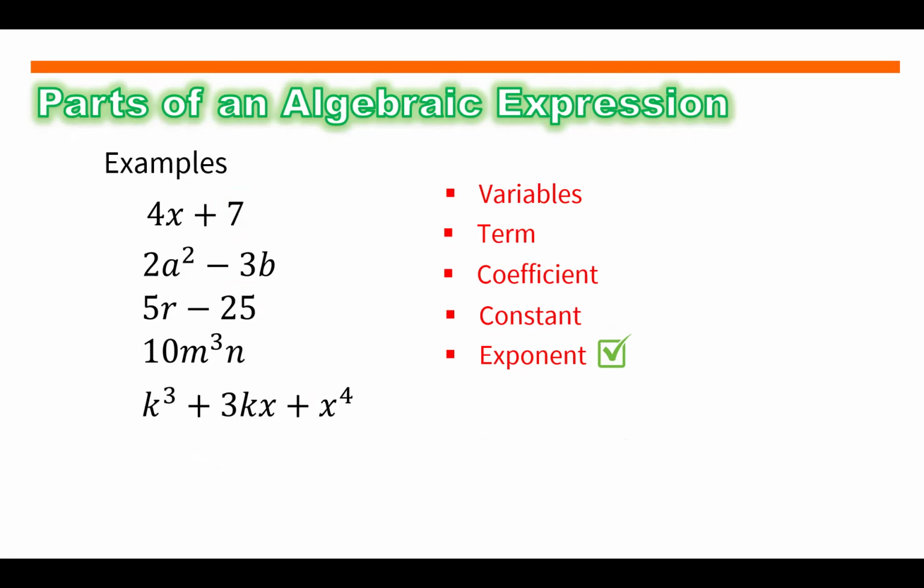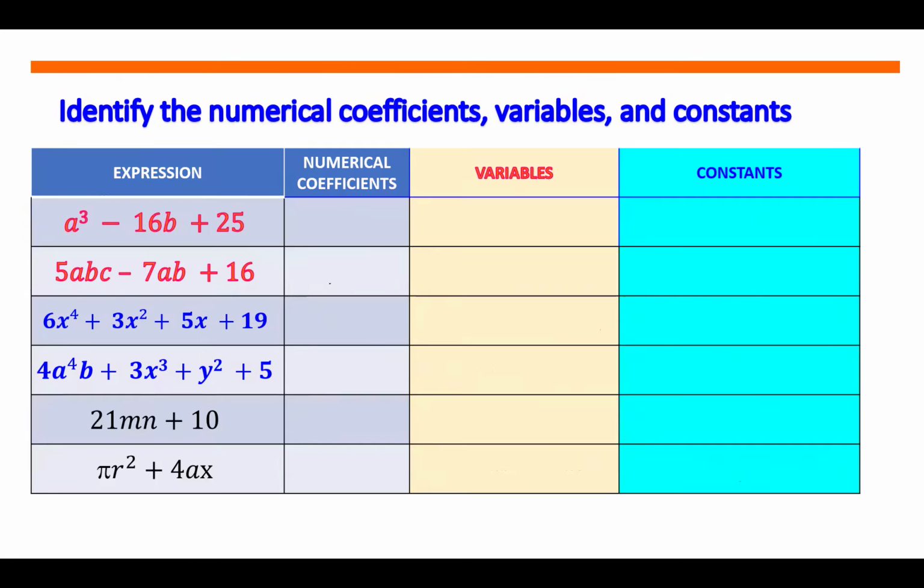Next, exponent. In a binomial expression, 2a squared minus 3b, the number 2 is what we call the exponent. In a monomial, 10m cubed, the third power there is what we call exponent also. In the trinomial, we have 3 and also 4. Those are the exponents.